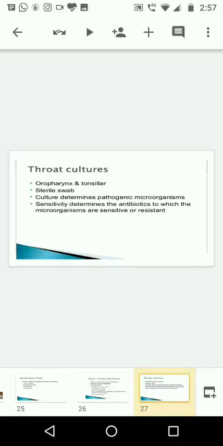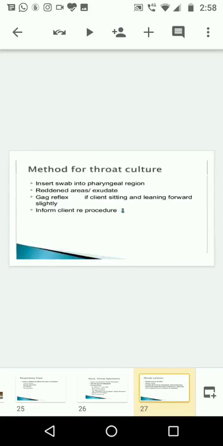Throat culture is taken to determine the pathogenic microorganism sensitivity, and to determine the antibiotic to which the microorganisms are sensitive or resistant. It is to find out whether the medication given to the patient is effective or not. So we will do a throat culture.